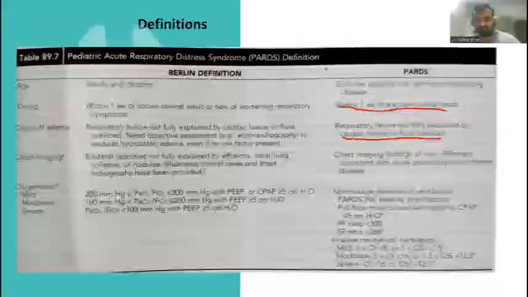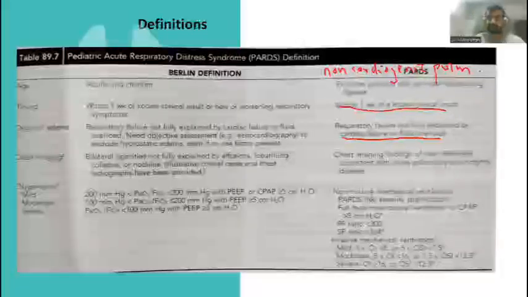So ARDS is actually non-cardiogenic pulmonary edema. And what happens is it occurs within 1 week of clinical insult. And how do we grade the severity of PARDS?